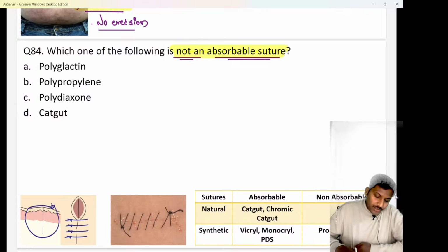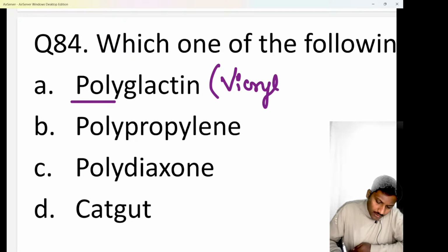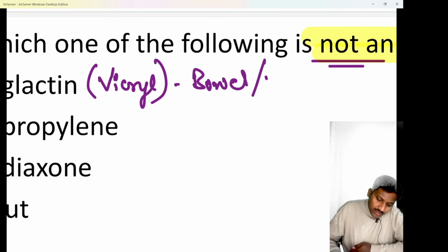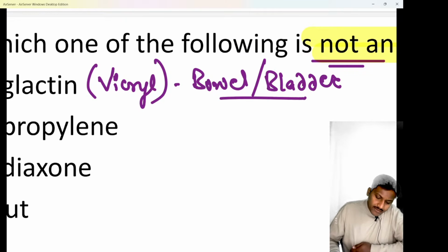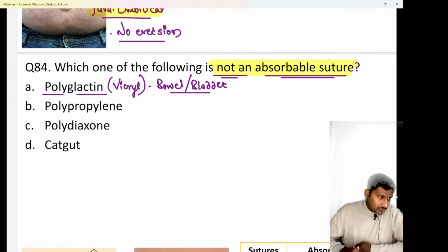So we know that polyglactin is another name for your Vicryl suture, and we know Vicryl suture is generally used for viscera, that is bowel and bladder repair. So whenever you have to go for a bowel and bladder repair or any viscera, that is the condition where we use the polyglactin suture or the Vicryl suture. Do remember, Vicryl is an absorbable suture.